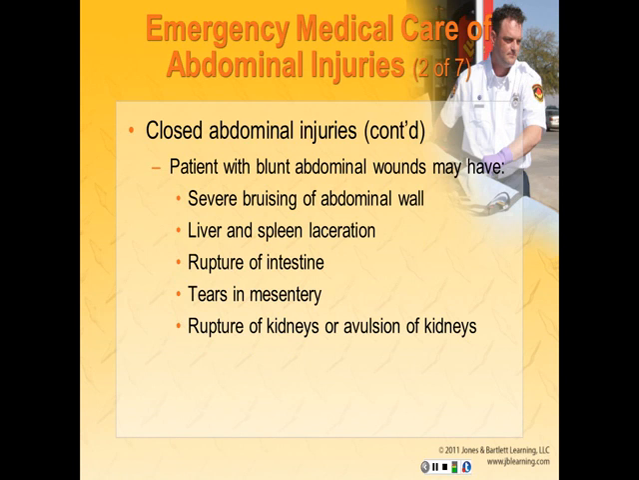A patient who has blunt abdominal wounds may have severe bruising of the abdominal wall, liver and spleen lacerations, rupture of the intestine, tears in the mesentery, rupture of kidneys or avulsions of kidneys from their arteries and veins, rupture of the bladder, and severe intra-abdominal hemorrhage. Peritoneal irritation and inflammation may also be present.